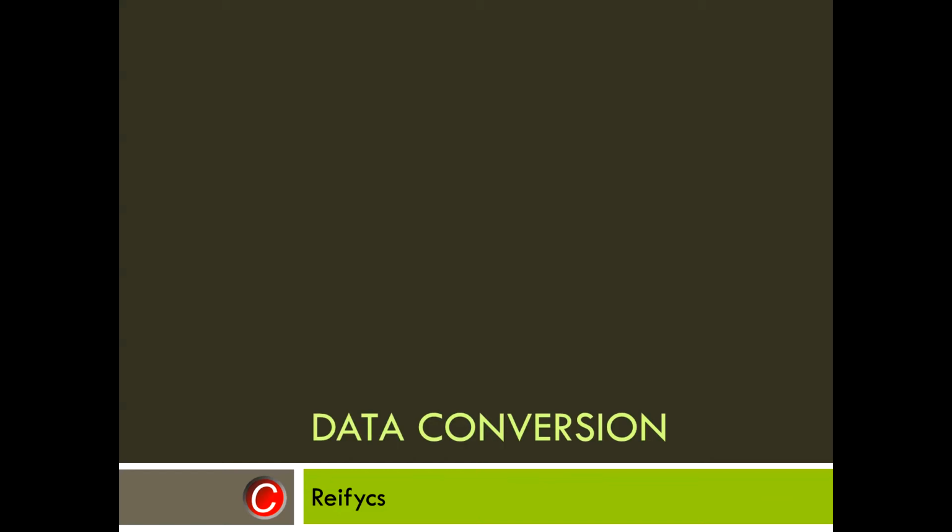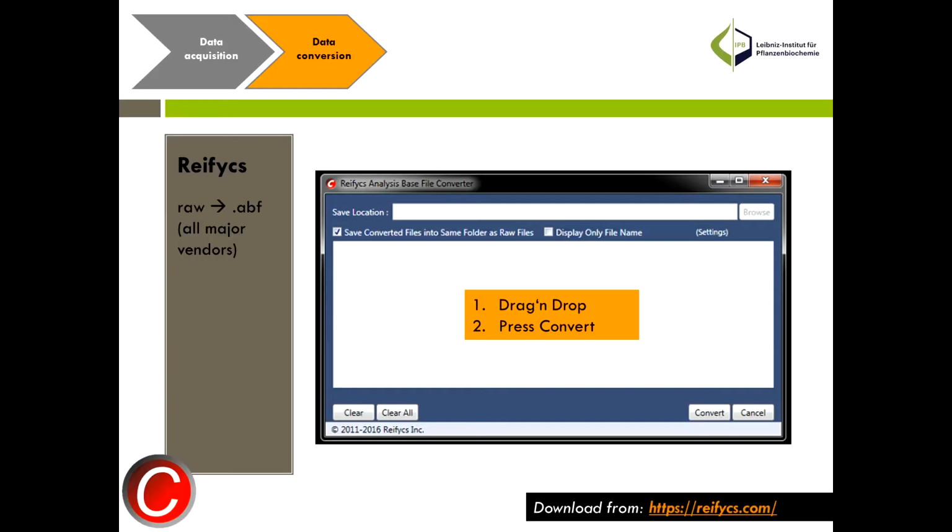After you have acquired your data, you will need to convert the data into an ABF type file. You can do that by using the Reifycs Analysis Base File Converter, which you can download from their website, and this will convert your raw files into an ABF type file.